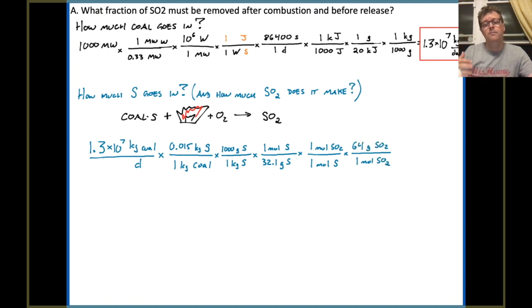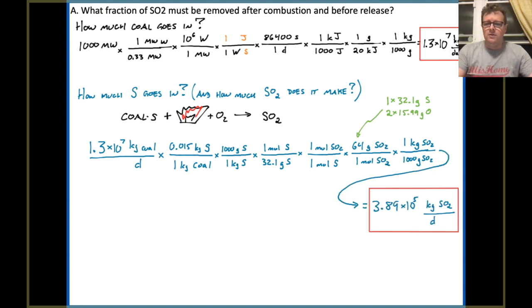We can get then from moles of sulfur dioxide to mass of sulfur dioxide. And that comes from thinking about the constituents. 1 sulfur at about 32 grams per mole. 2 oxygens, each of which is about 16 grams per mole. So we get a total molecular mass of 64 grams per mole for sulfur dioxide. And finally, I'm going to convert that into kilograms. If we do that all on the calculator here, we get about 3.89 times 10 to the 5th kilograms of sulfur dioxide per day. So that's how much we're generating through the combustion process.